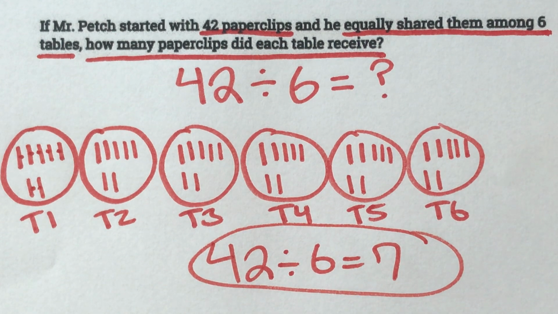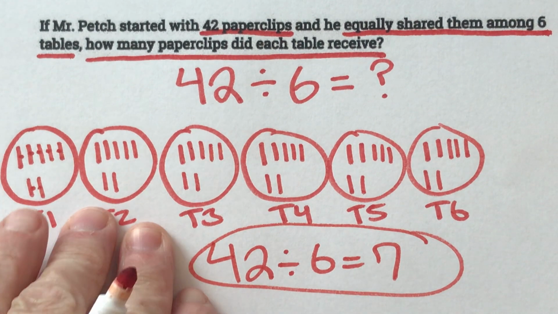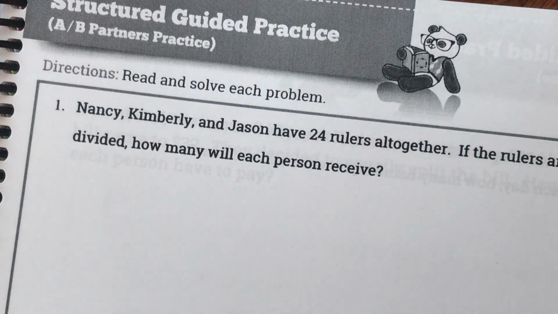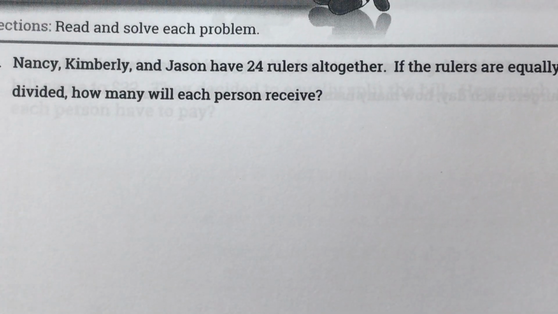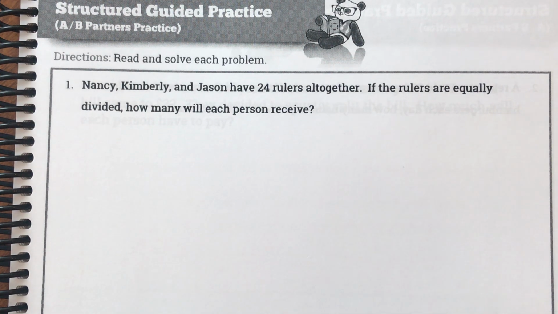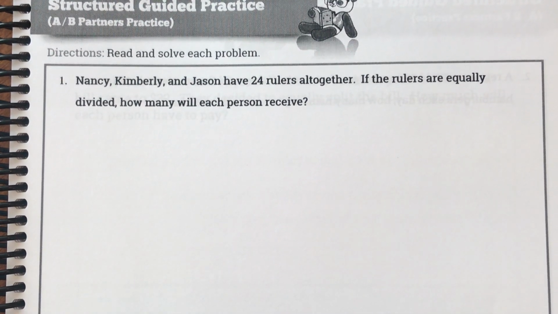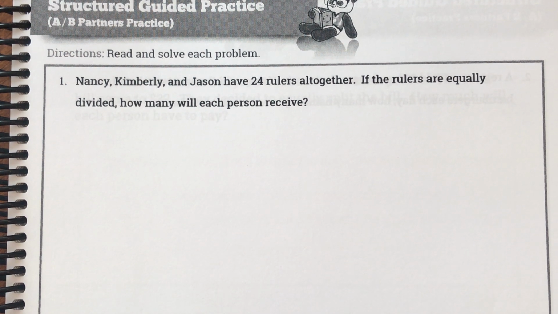Okay, let's try some of these together. We are on page 188. I'm going to grab my green pen if you want to grab your pencil. 188, here's our first one. And it says, let me zoom out a little bit. It says, Nancy, Kimberly, and Jason have 24 rulers all together. If the rulers are equally divided, how many will each person receive?